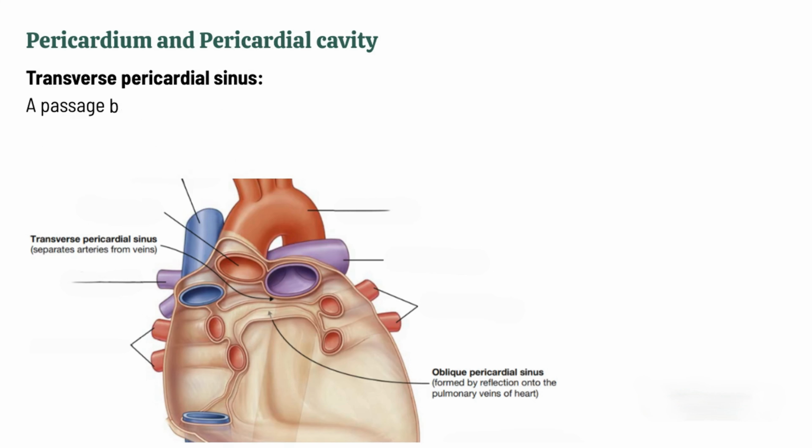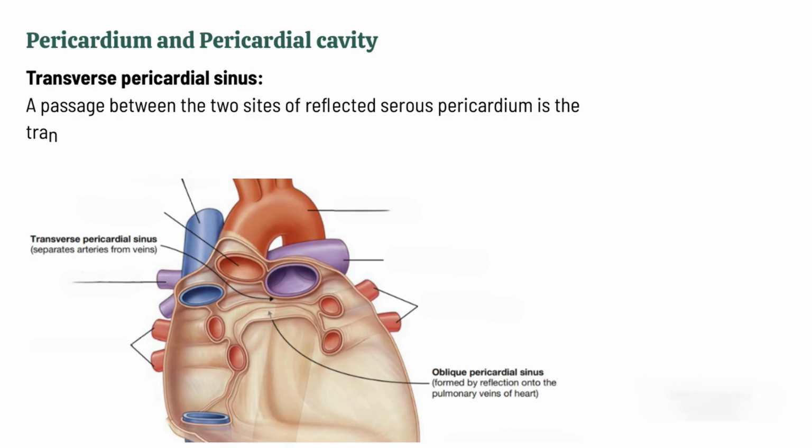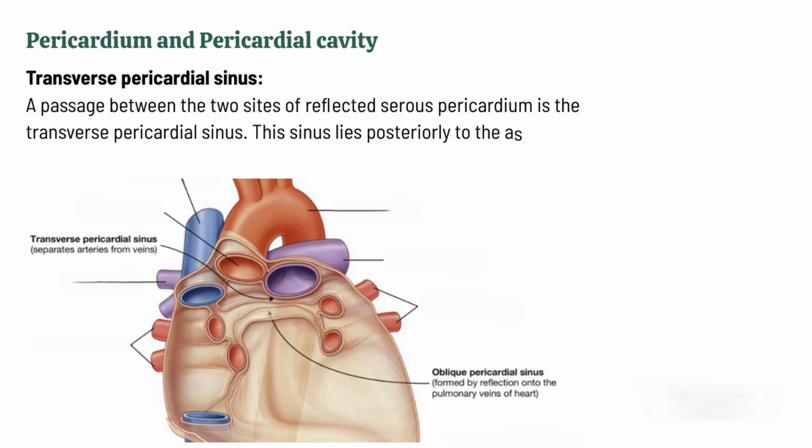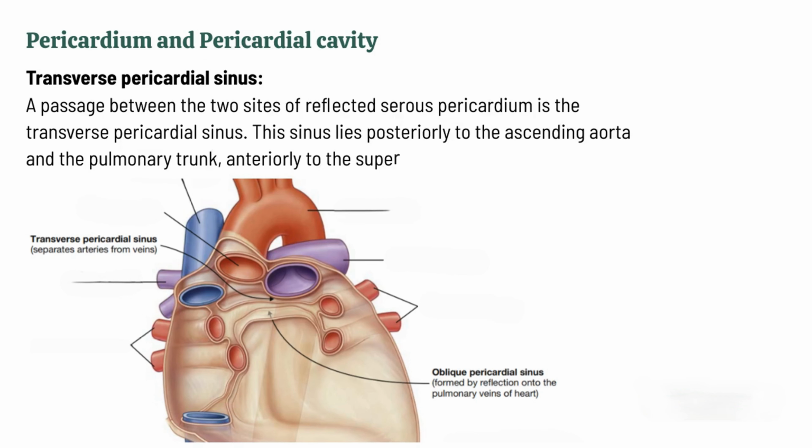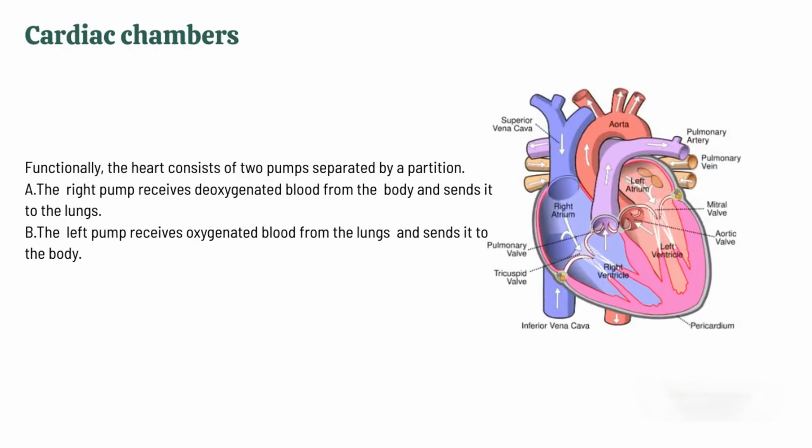Transverse pericardial sinus. A passage between the 2 sites of reflected serous pericardium is the transverse pericardial sinus. This sinus lies posteriorly to the ascending aorta and the pulmonary trunk, anteriorly to the superior vena cava and superiorly to the left atrium.